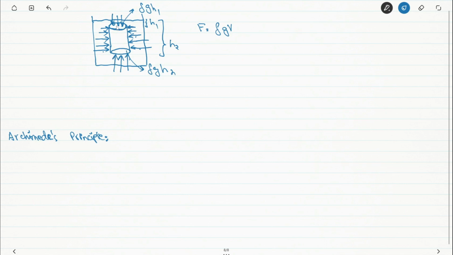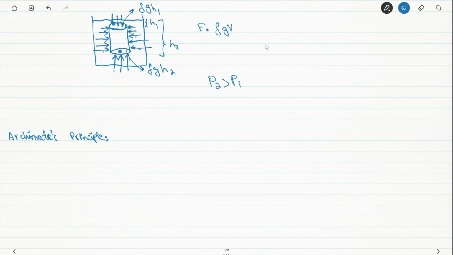But on the surface, you can see that this value is smaller than this value, right? Just because H2 is larger than H1, right? So what that means is there's a greater pressure. P2, let's just call it P2, is greater than P1, right? So a resultant force is applied upwards and the object goes up, right?